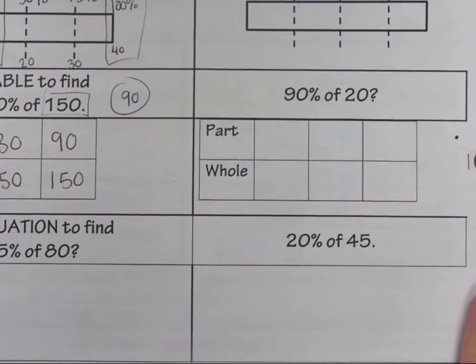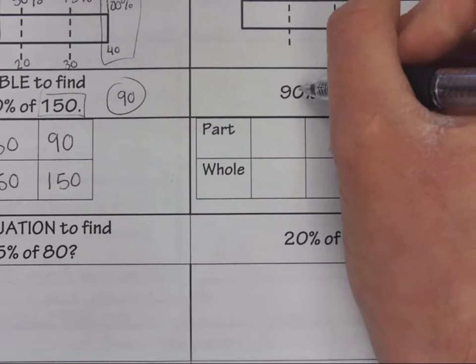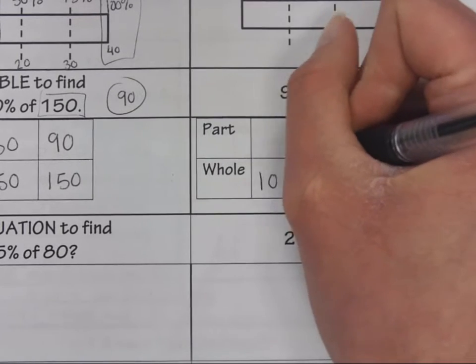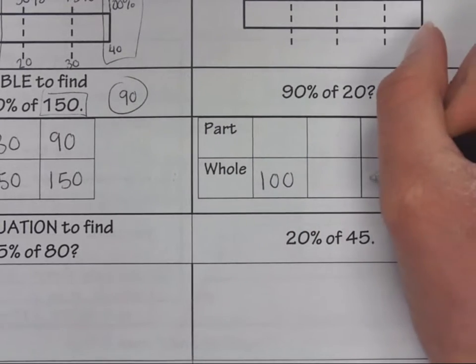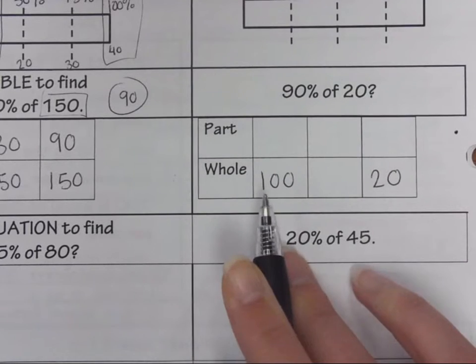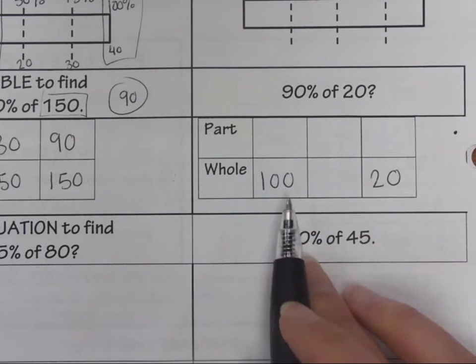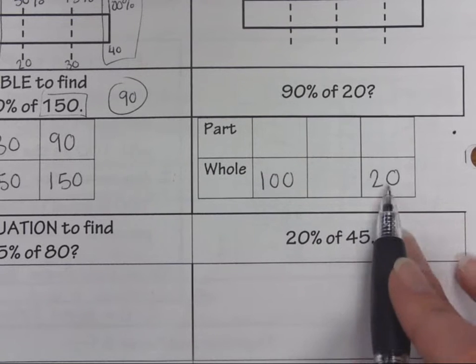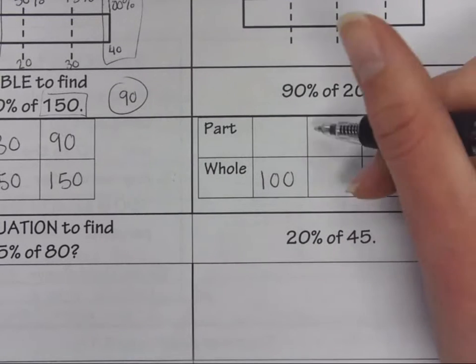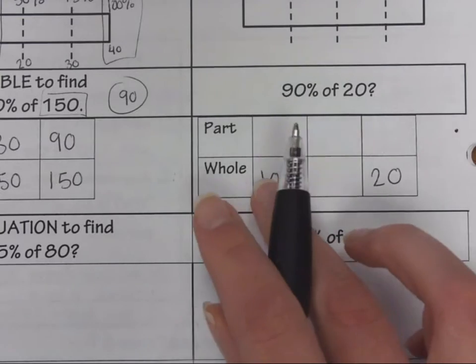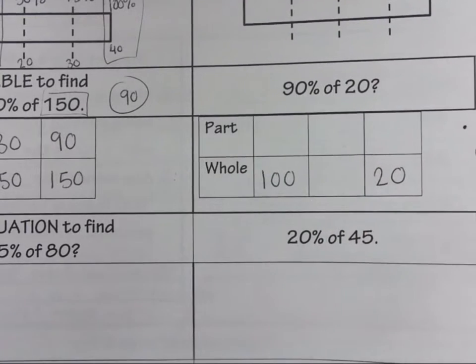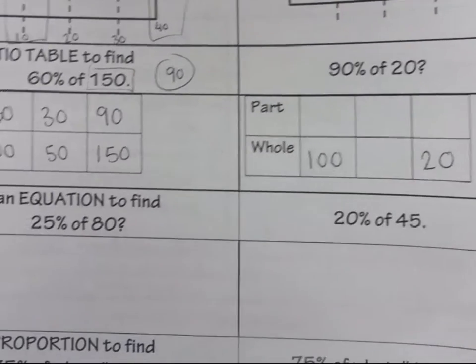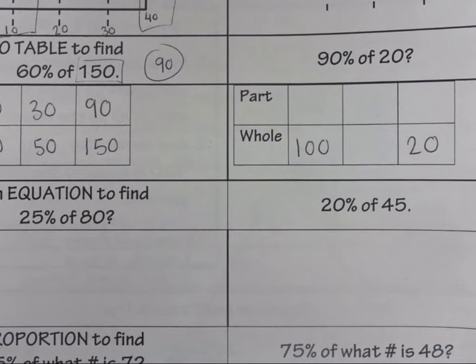So go ahead and try it with this one. So 90 is going to be your part out of 100, and then 20 would be your whole over here. So you can simplify, figure it out, whatever you need to do to get from 90 over 100 to something equivalent out of 20. You can use this middle ratio if you need to, or if you're able to go straight from there to there, that's fine as well. Okay, so pause and try that one.